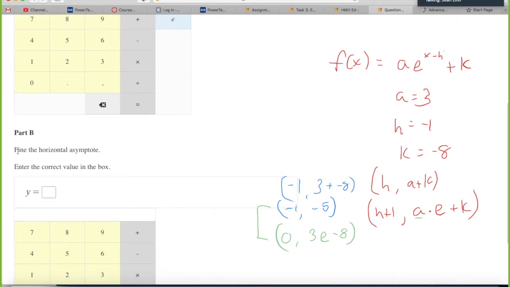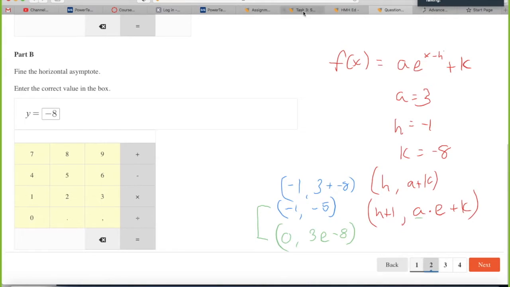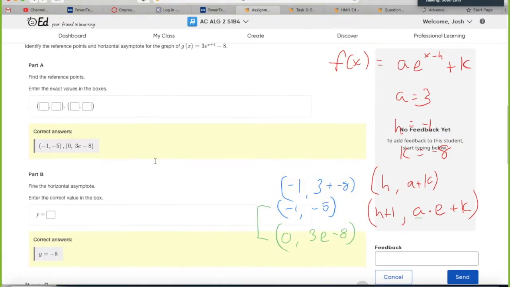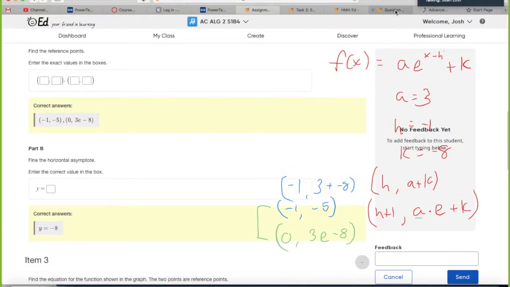Find the horizontal asymptote. I love finding the horizontal asymptote. It's k. K is -8. Y equals -8. Done. Too easy. We'll even check that one for you too. -8.